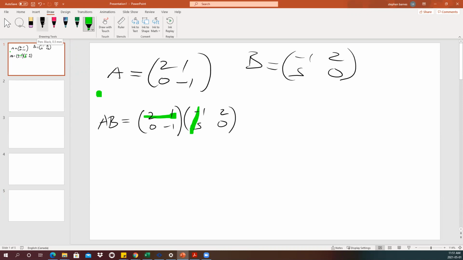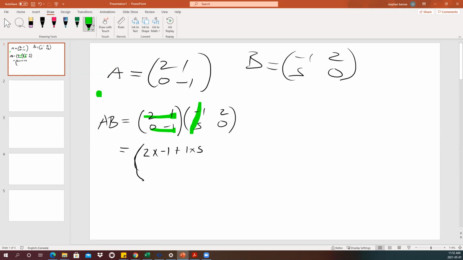Ideally, I want to work this one under the other. Hopefully I don't run into space problems. So 2 times minus 1, this times this, and then plus 1 times 5. So you take care of that piece, and then you go again.